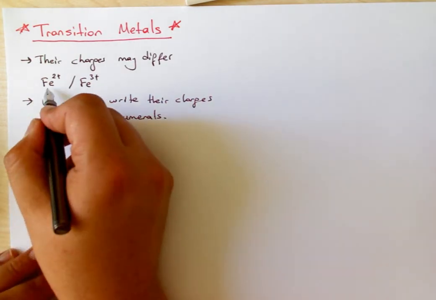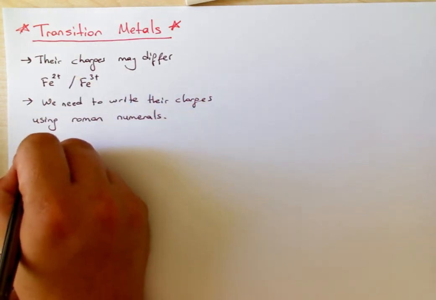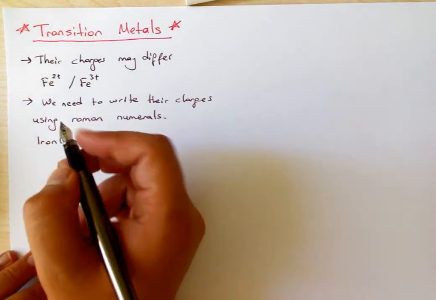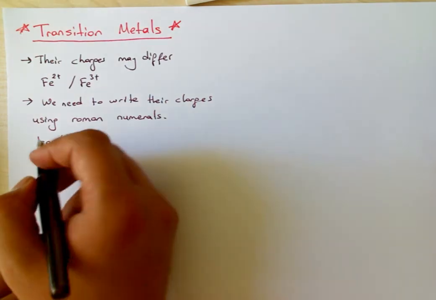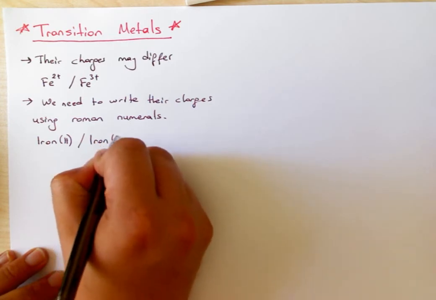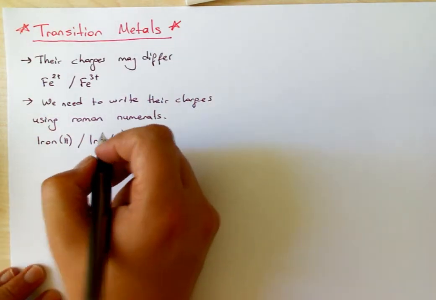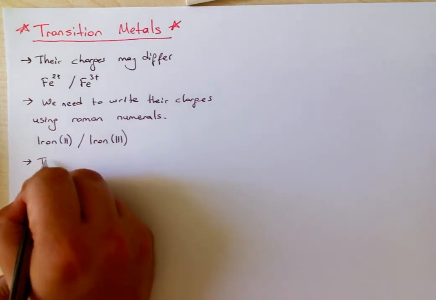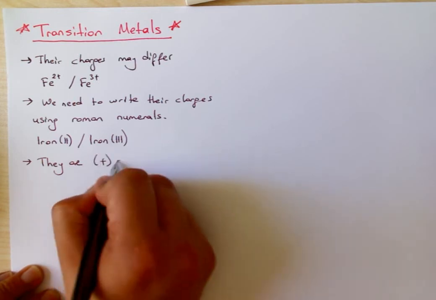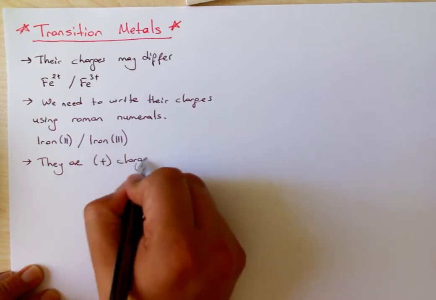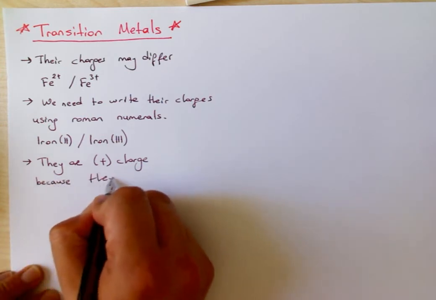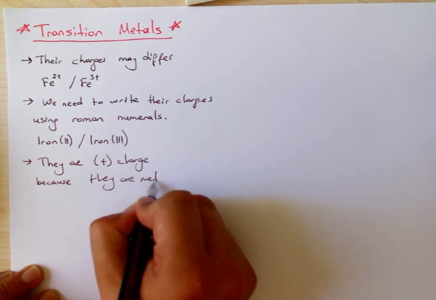For example, the name of this ion is iron 2. There is no ion that is called iron, and the name of this ion is iron 3. We are sure that they are always positively charged. Why? Because they are metals.